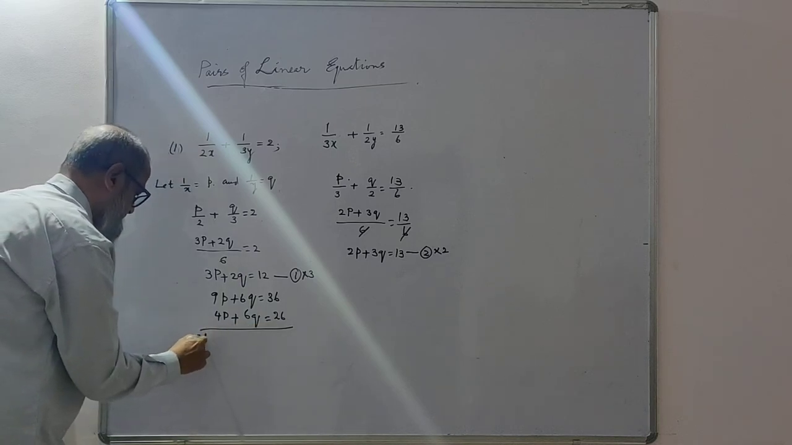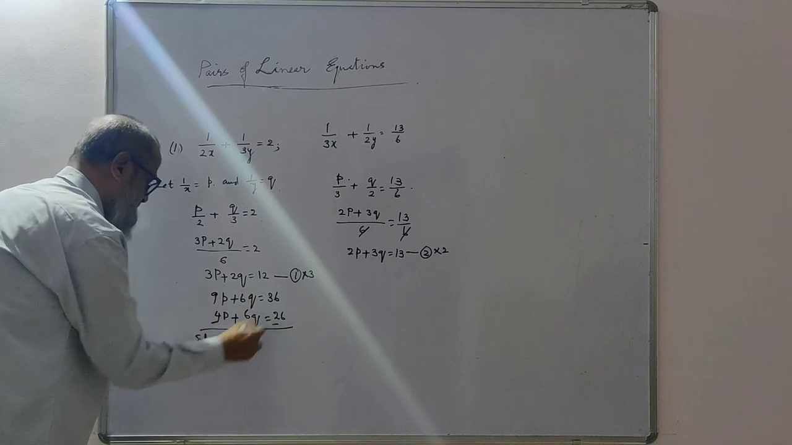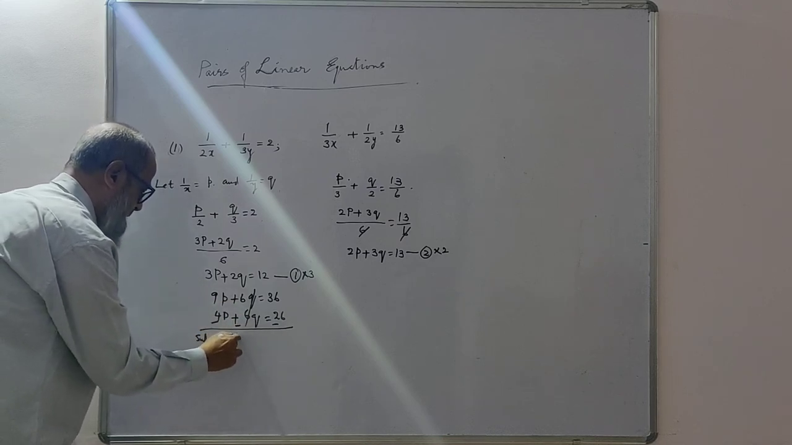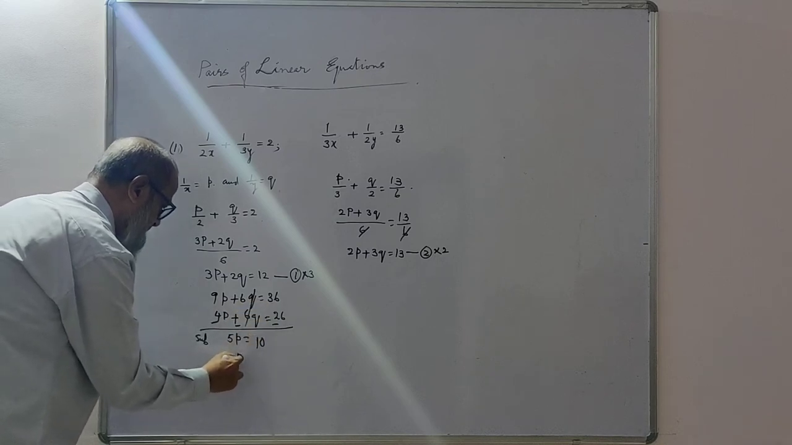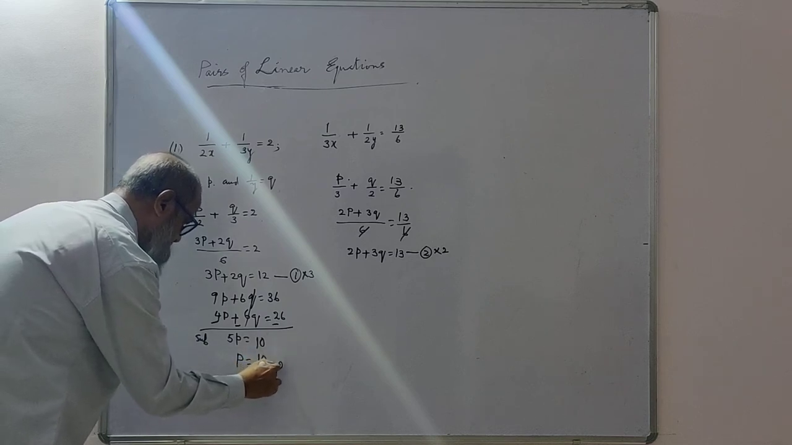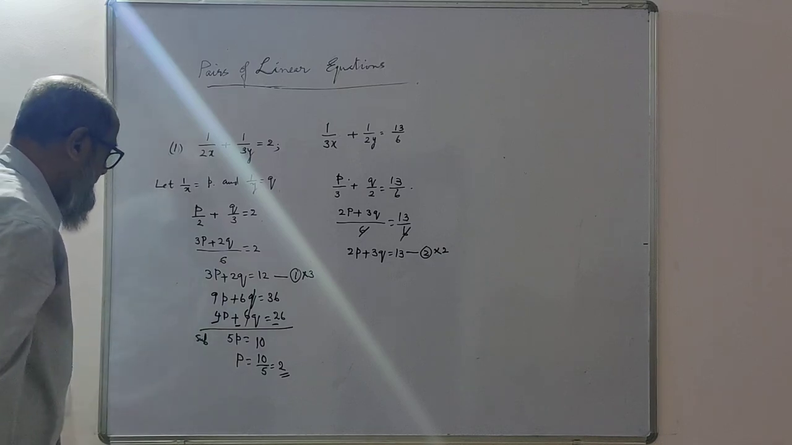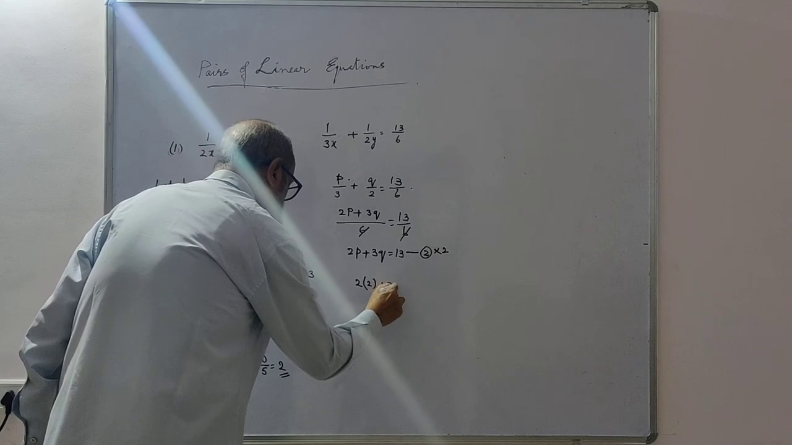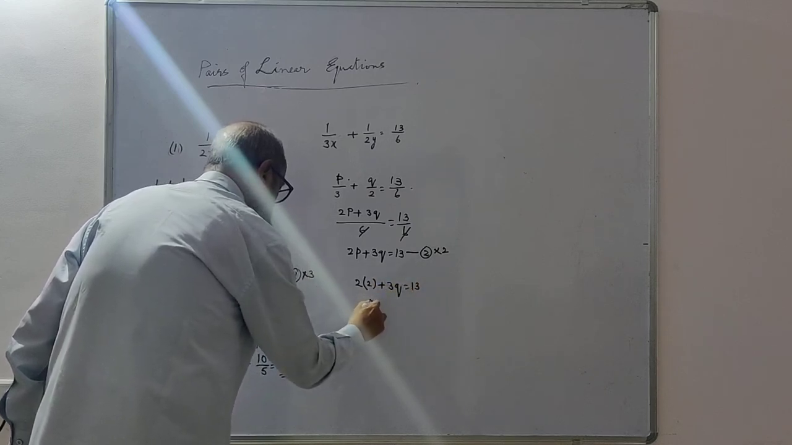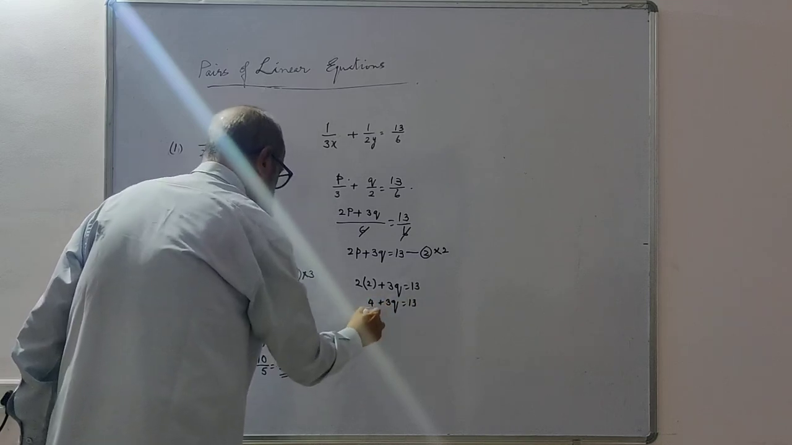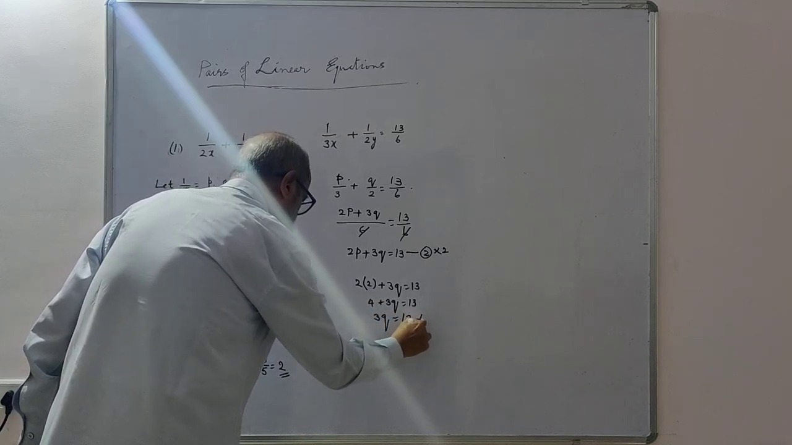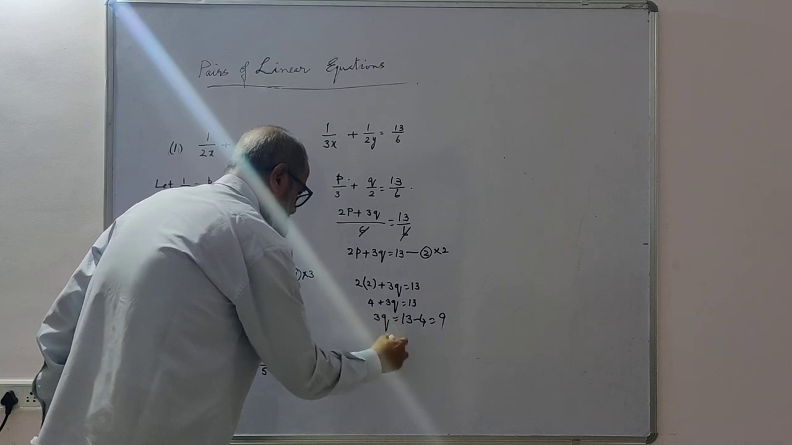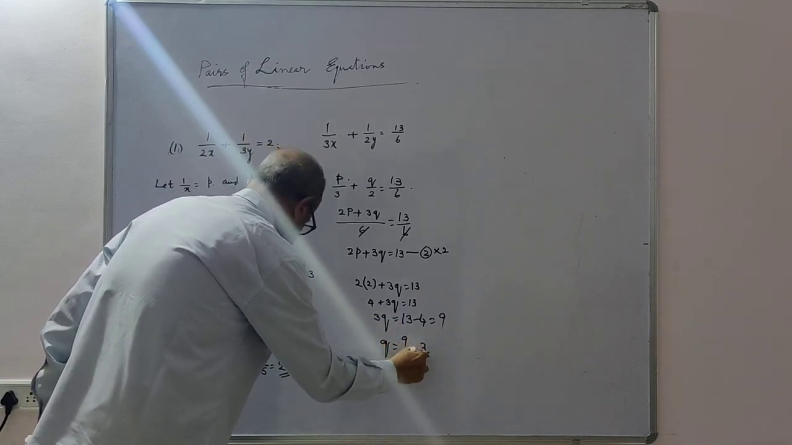Now you have to subtract, because both are plus here. This becomes minus, this becomes minus, this also becomes minus. So plus 6q minus 6q gets cancelled. 9p minus 4p is 5p. 5p is equal to 36 minus 26, that is 10. So p will be equal to 10 by 5, that is 2. Then what is q? Here, 2 into p is 2 into 2 is 4, plus 3q is equal to 13. So 3q will be equal to 13 minus 4, that is 9. So q will be 9 by 3, that is 3. Q is 3, P is 2.